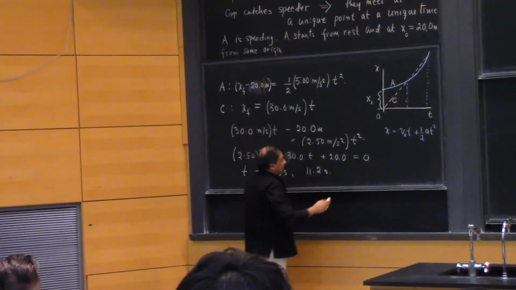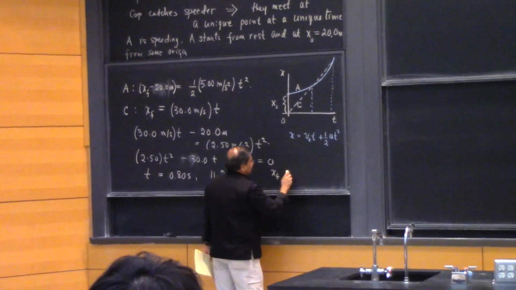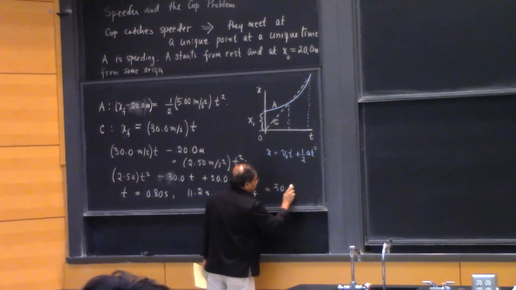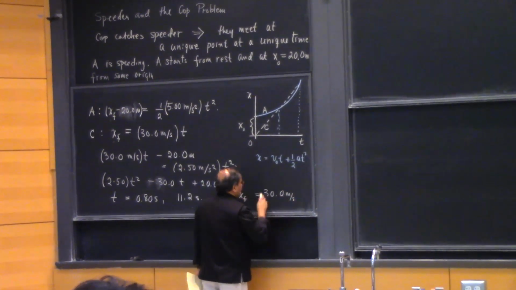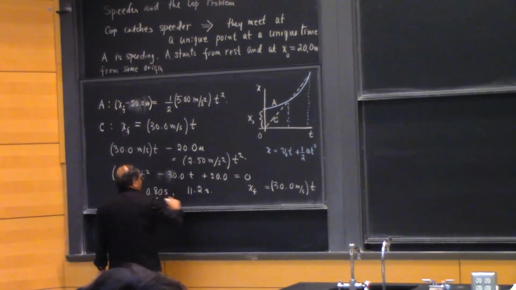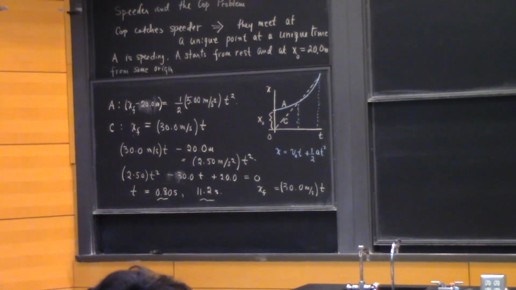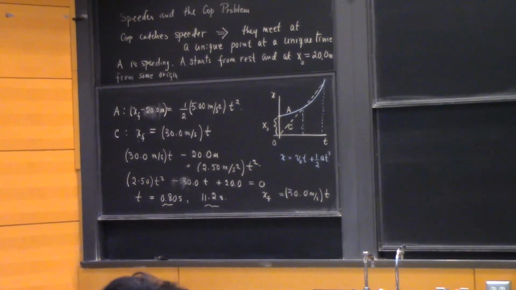So now I can easily compute xf because I can find xf by using the simpler of the two equations, 30.0 meters per second times whichever time I want, this time here or this time there. Those are the two positions in which they will meet. Any questions?